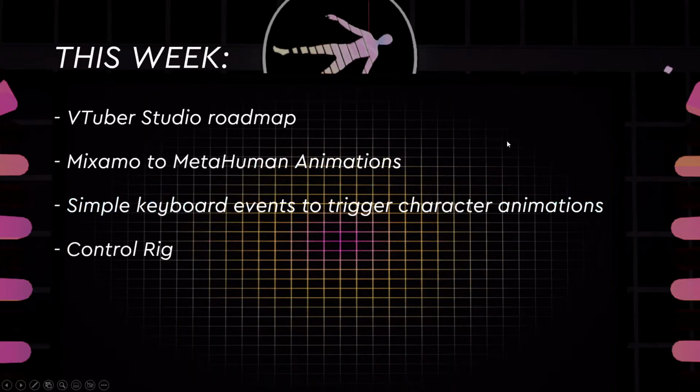This week, we're really walking through the roadmap of our VTuber studio, what we've been doing the past few weeks, as well as the next upcoming few weeks. We've also got a bit of information on how to retarget Mixamo animations to your metahumans, and then we might be walking through some of these simple keyboard events to trigger character animations. And finally, I think some of you have talked about control rigs, so we'll be walking through that very lightly today.